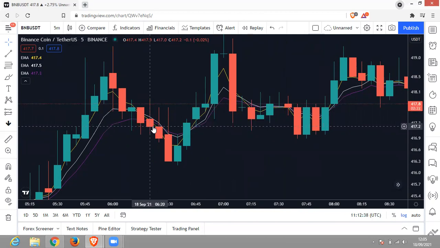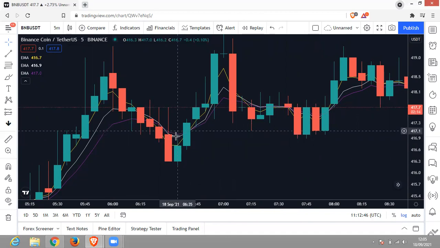I am going to buy, but you don't quickly buy the moment it crosses. Wait for a small gap between the 3 and the 6 and 9. So if you look at it, this is the gap. At that particular point, it has crossed it. Now, the moment it crossed it, we can quickly enter the trade here.